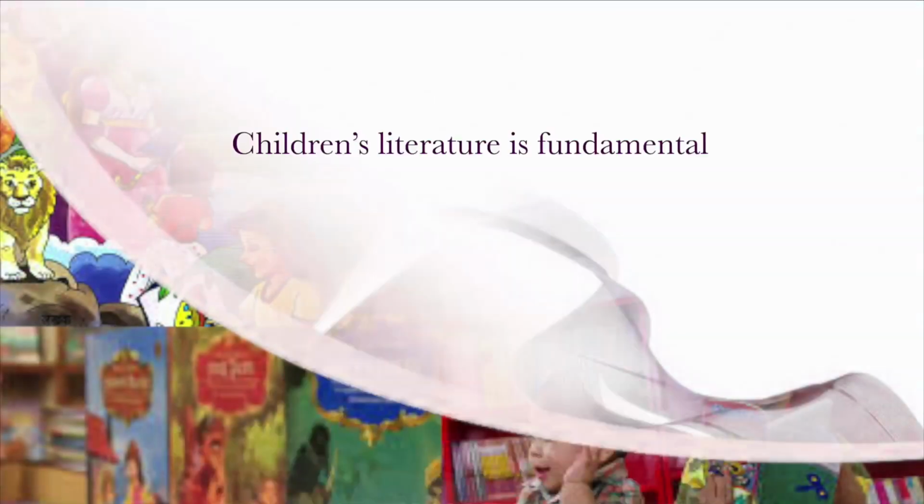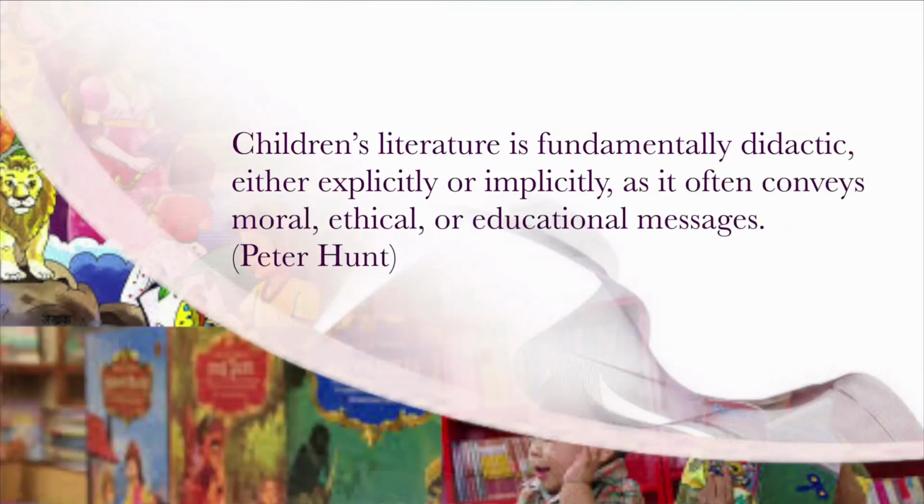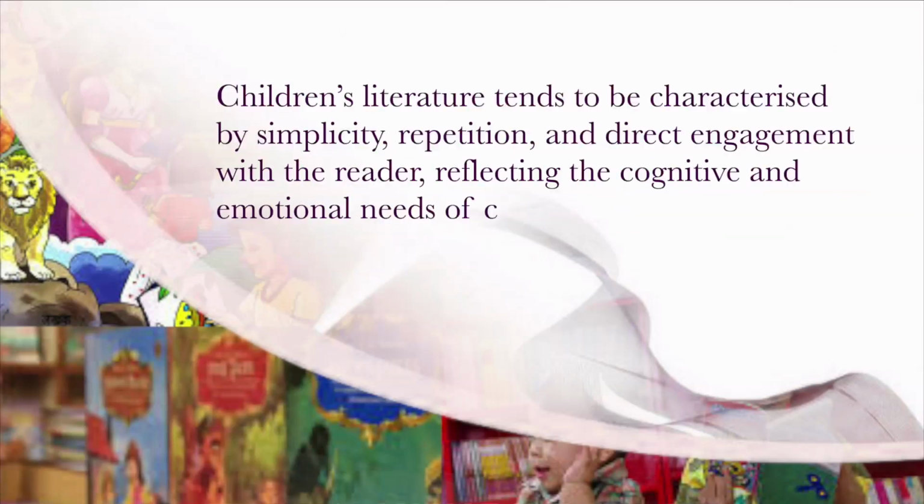Characteristics of children's literature. Peter Hunt argues that children's literature is fundamentally didactic, either explicitly or implicitly, as it often conveys moral, ethical, or educational messages. According to Nodelman, children's literature tends to be characterized by simplicity, repetition, and direct engagement with the reader, reflecting the cognitive and emotional needs of children.